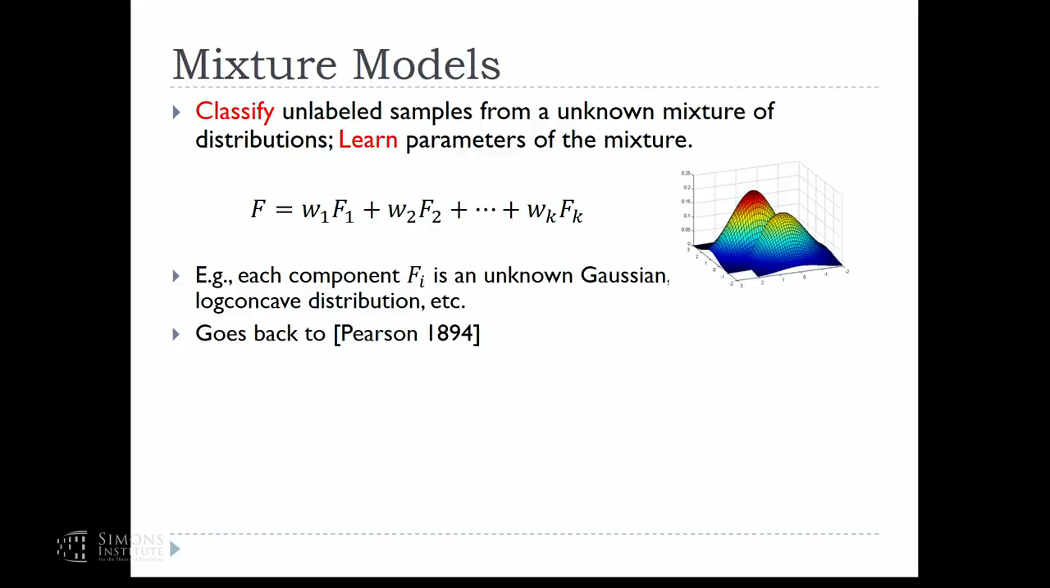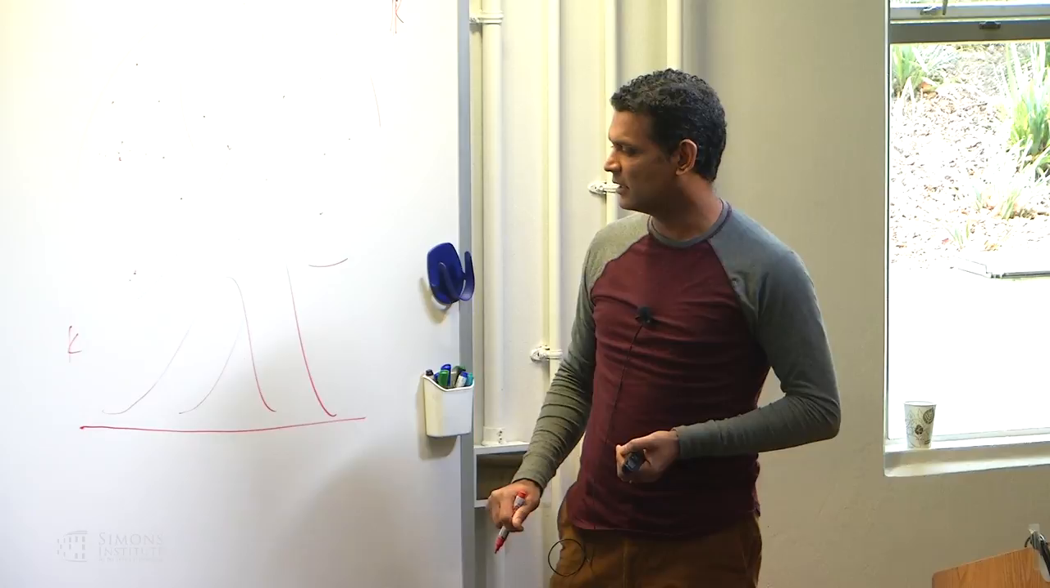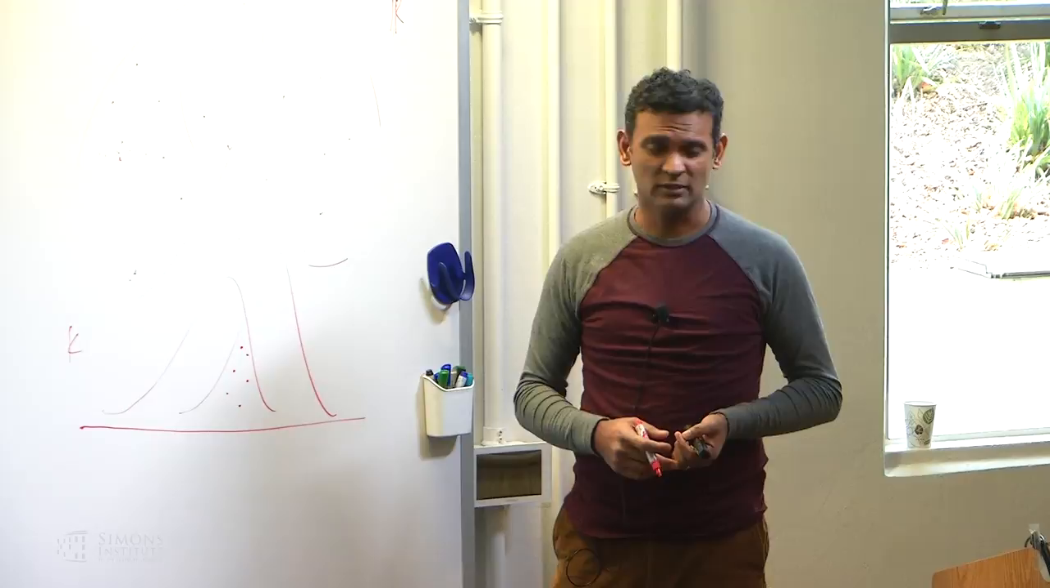And there are two variants of the problem you could consider. The first is classification, where you really want to separate the points according to which Gaussian they came from, the component of origin. Now that one needs some separation, right? So even in one dimension, if you had this Gaussian and this Gaussian, you will certainly not be able to uniquely identify points that are in the overlap region. So if you want to be able to do that, you need some separation, and then you might be able to classify most of them correctly.